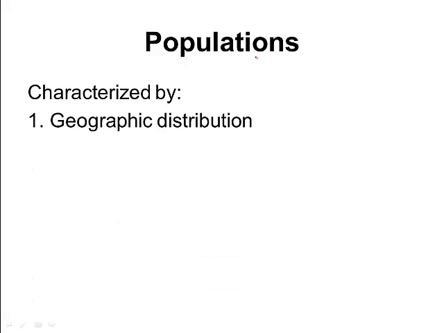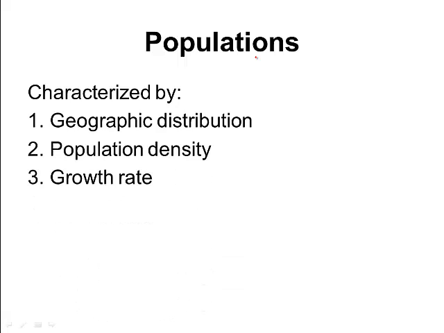All right, we're going to take a closer look at populations. Populations get characterized in three ways. The first is by geographic distribution. Basically, that's the location of the population, where it is. Population density, in general, is the size. And then we look at growth rate. Growth rate is how quickly that population will either increase or decrease in size.